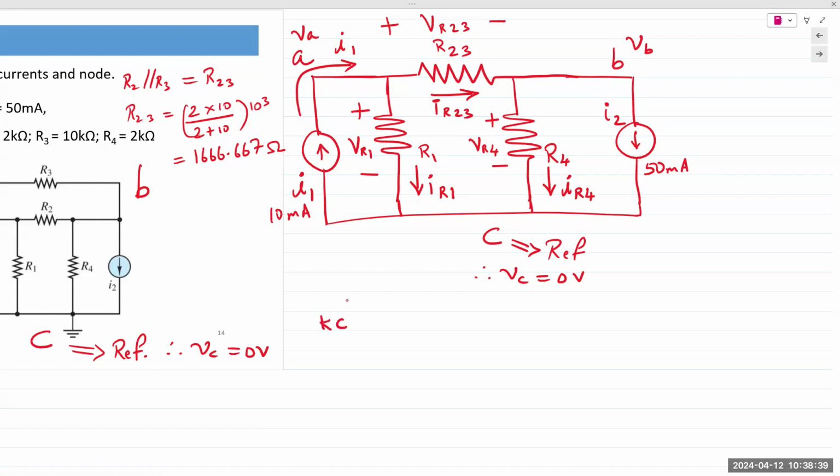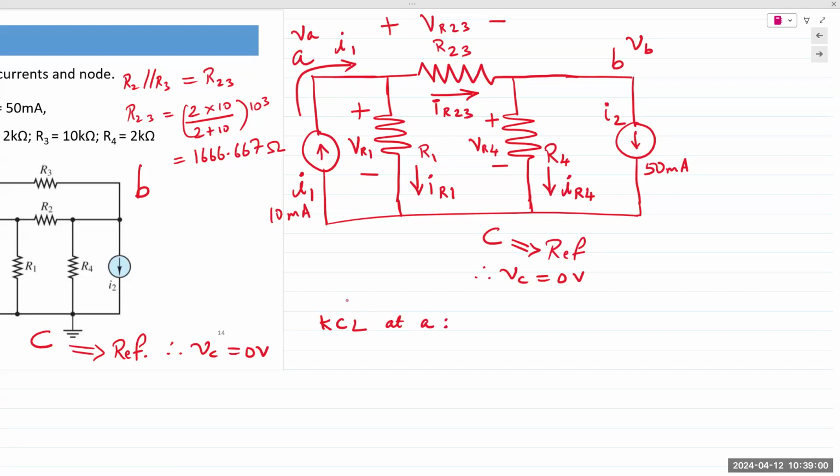In this case, actually, it doesn't matter because two of the terms are constants, 10 milliamps and 50 milliamps. But in some other problems or in some other circuits, it might create a problem. And when I say problem, it might make it a little bit more complex. That's all. So I would apply KCL at node A.